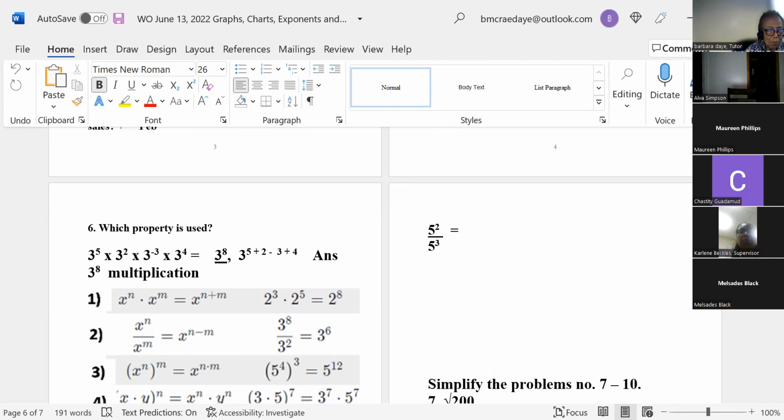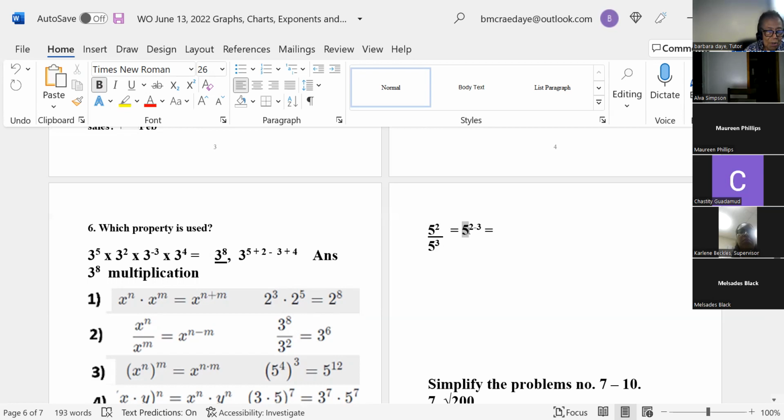5 to the power 1. No. You subtract the denominator exponent from the numerator exponent. So that would be a 2 minus a 3. What is that equal to, Maureen? What is that equal to? Okay. 5 to the 2 minus 3. What is that equal to?